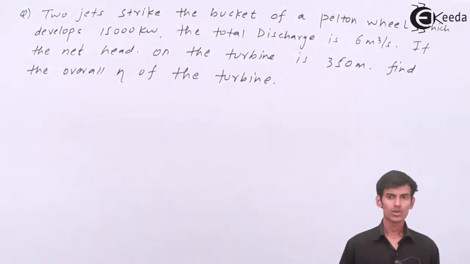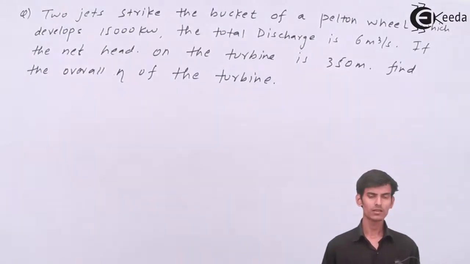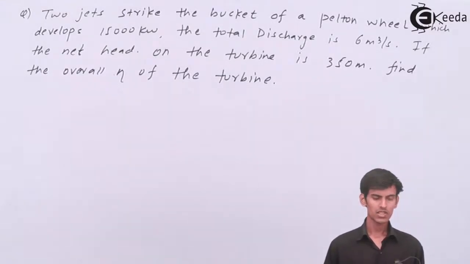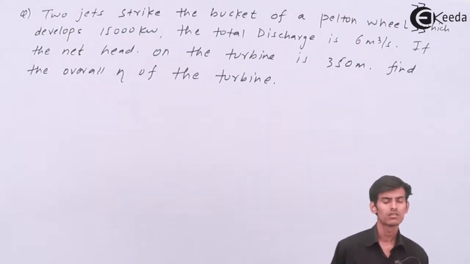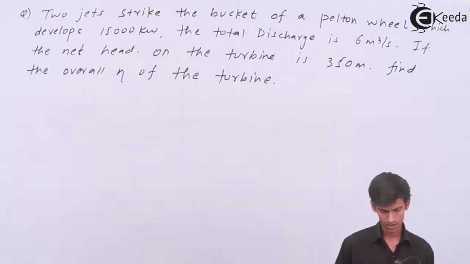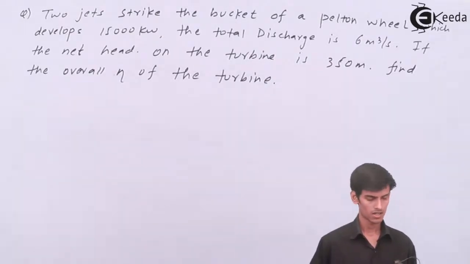I will read out the question. Two jets strike the bucket of a Pelton wheel which develops 15,000 kilowatt power. The total discharge is 6 meters cube per second. If the net head on the turbine is 350 meters, find the overall efficiency of the turbine. Let's write the given data first.